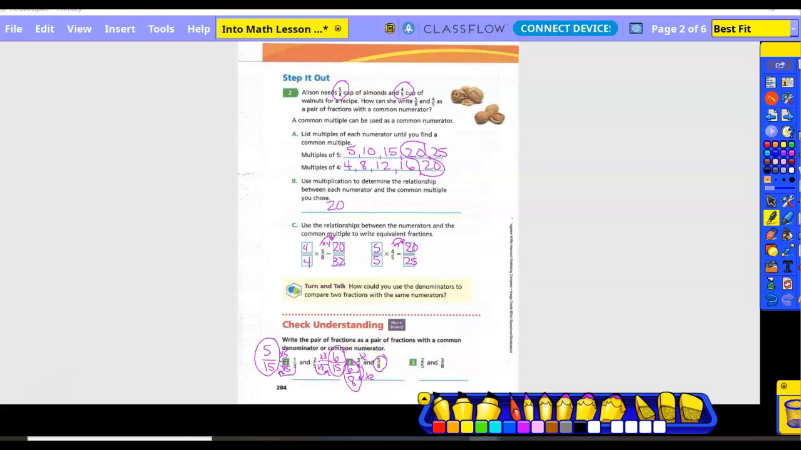All right, so we have 2/5 and we have 3/8. Does one of those already have a common denominator in it, or do we need to get 2 new denominators?